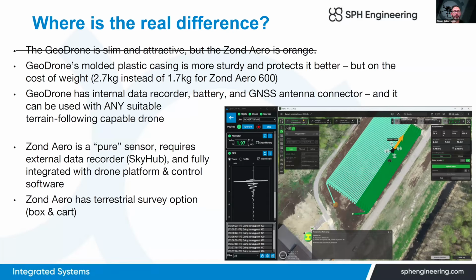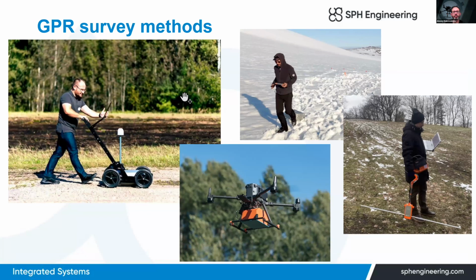Also, a quite important difference between GeoDrone and Zonterra is that Zonterra has standard options for terrestrial surveys, because again, most GPR applications now and in the future will be from a cart, not from the drone.